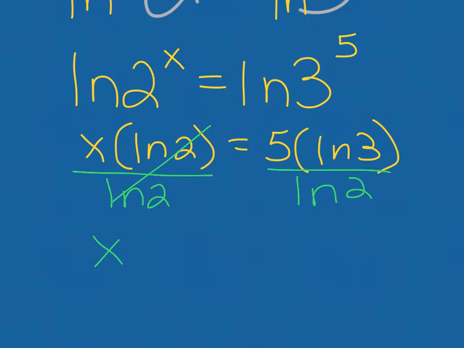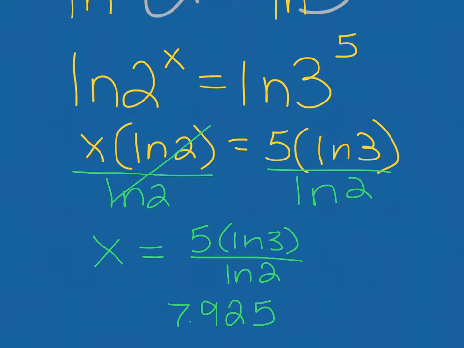So without a calculator, this is how it would look. And with a calculator, you would work that out. 5 times ln of 3 divided by ln of 2. And I get 7.9248 or 7.925.